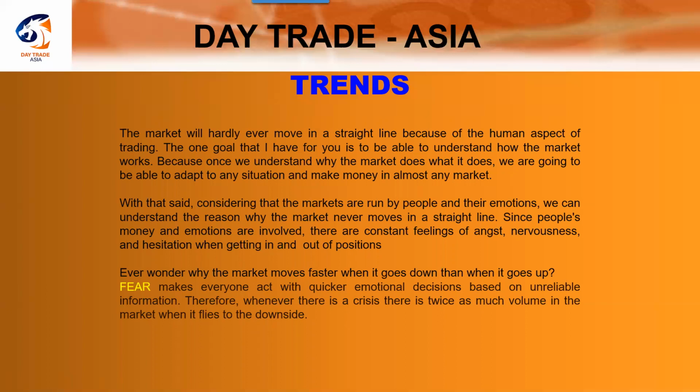Since people's money and emotions are involved, there are constant feelings of angst, nervousness, and hesitation when getting in and out of positions. Like I said in the first question, ever wonder why the market moves faster when it goes down than when it goes up? Because of fear. Again, fear makes everyone act with quicker emotional decisions based on unreliable or what we call fake news. Therefore, whenever there's a crisis, there is twice as much volume or volatility in the market when it starts to fly down to the downside.